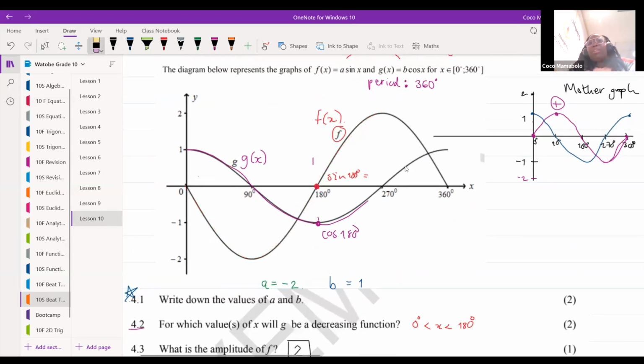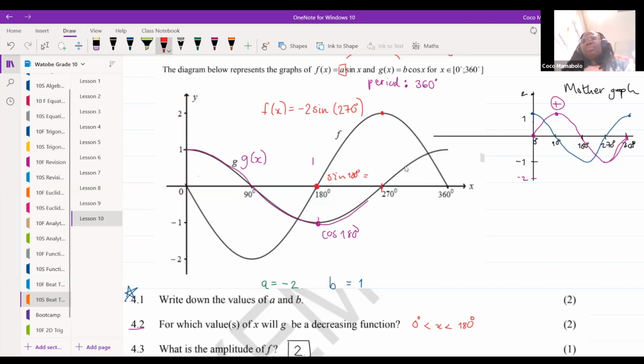Now, remember my graph of sine, f of x. We found what the answer for a is. We said that a is -2. So my f of x is equal to -2 sine of x. Now, I want sine of x at the point 270. So I'm going to replace x with 270. Go to your calculator, type in -2 sine 270, close brackets, give me an answer.